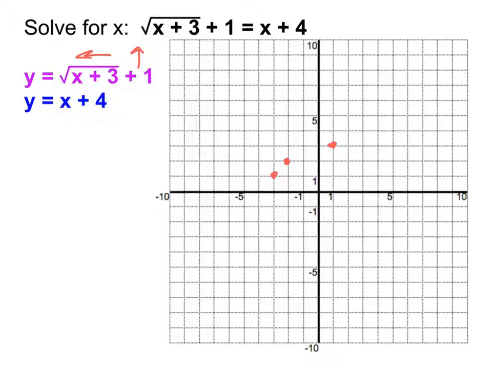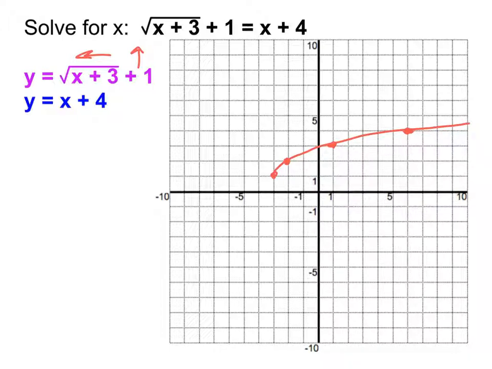And then as we continue plotting our points here, the next number I can actually take the square root of is 9. So we're going to go over 9 and up 3, because the square root of 9 is 3. And then you draw your curve in that goes through those points.